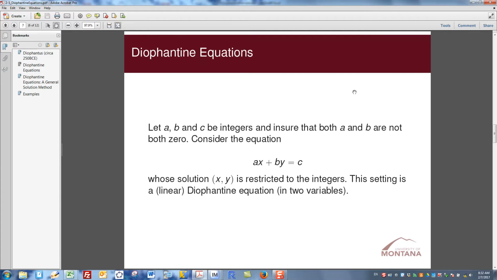Well, a Diophantine equation is just this. It says if we let a, b, and c be integers and ensure that a and b are not both 0, then the equation ax plus by equals c, whose solution x, y is restricted to the integers, is called a linear Diophantine equation in 2 variables. So just a specific type of equation that has a lot to do with the theory of divisibility we've been developing.